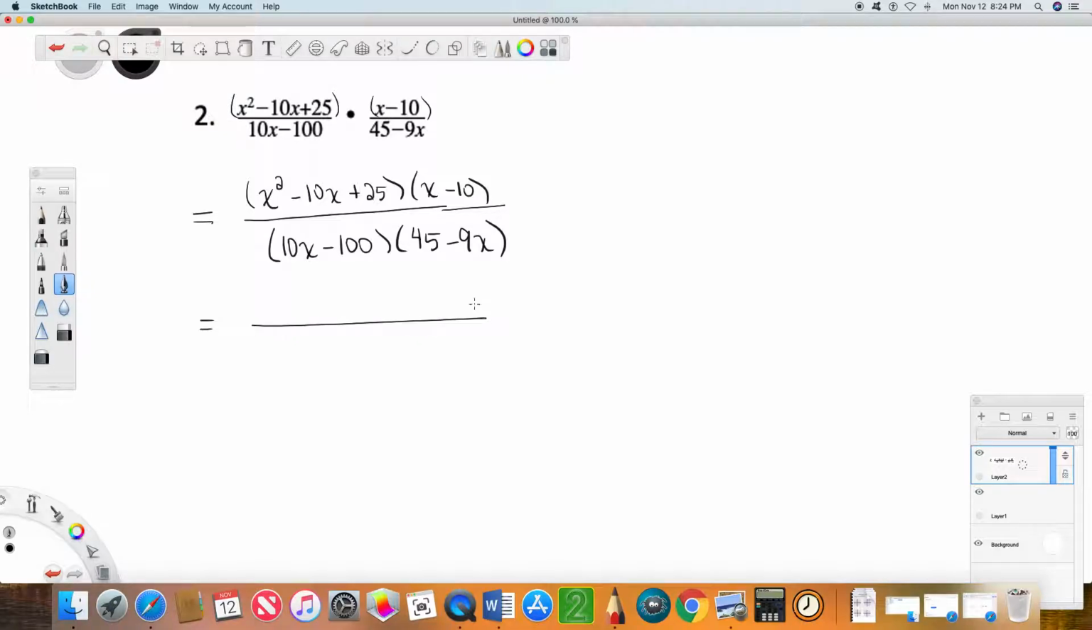Well, it's kind of difficult to see my restrictions because the numbers are kind of big. It's difficult to see what would cancel because I really don't have things in factored form. So let's come off to the side and start looking at these expressions and see if we can't factor them. So let's start with this trinomial, x squared minus 10x plus 25.